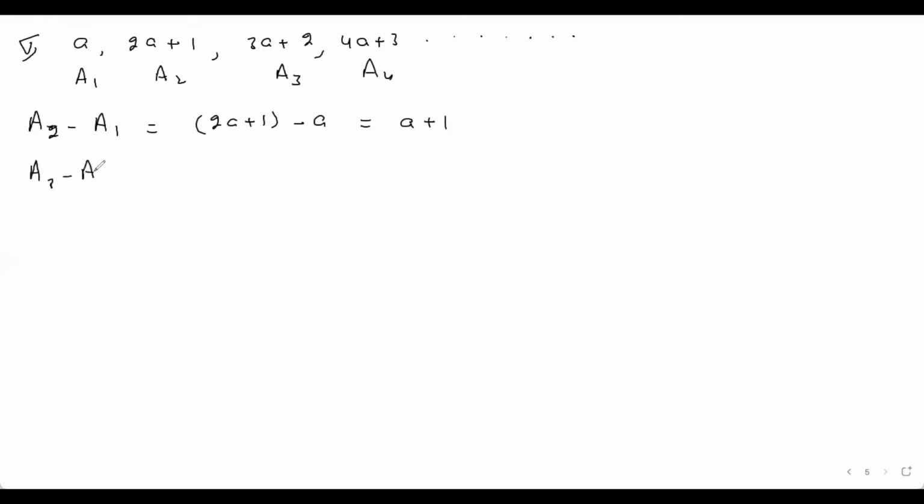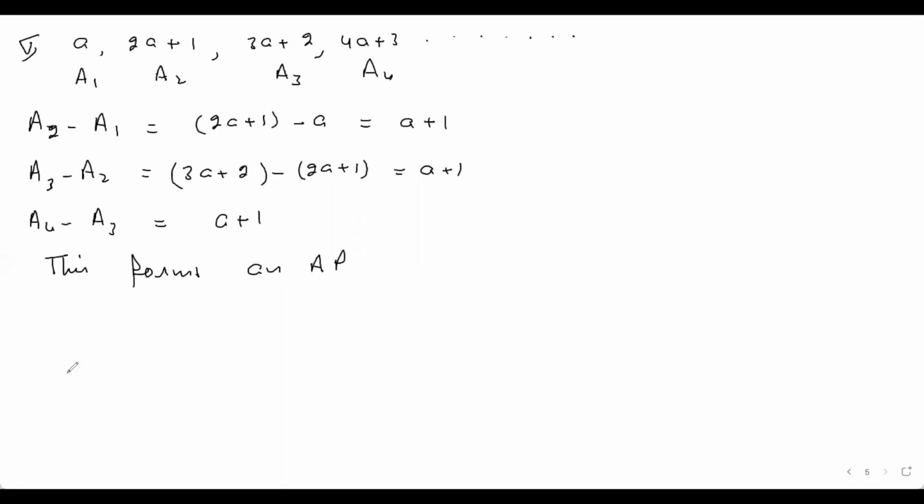A3 minus A2, that is 3A plus 2 minus (2A plus 1). That will come out to be A plus 1. A4 minus A3 will again come out to be A plus 1. It means common difference is same, so this forms an AP. Now you have to find A5, A6, A7.